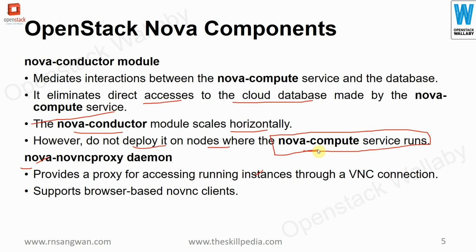Point to be noted. Nova compute in our case is running on a compute instance, which is a separate instance, which I told you is my main compute instance where my machines will be located. So don't deploy a Nova conductor where Nova compute is running. Otherwise, you can install it anywhere else apart from that.